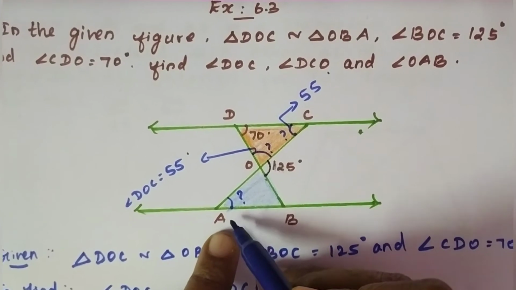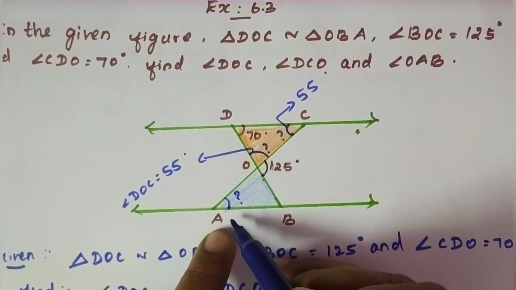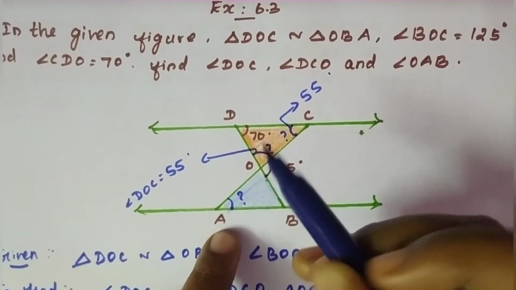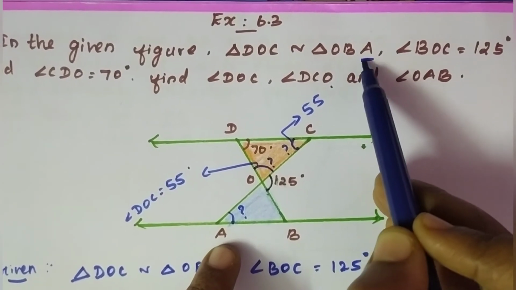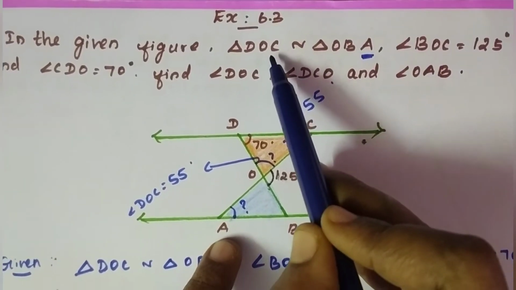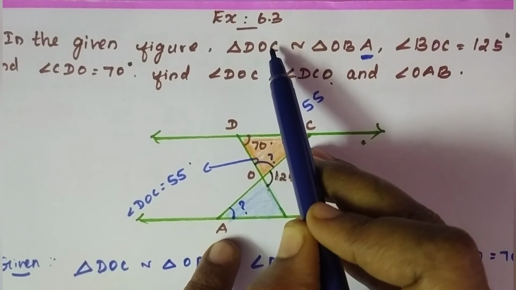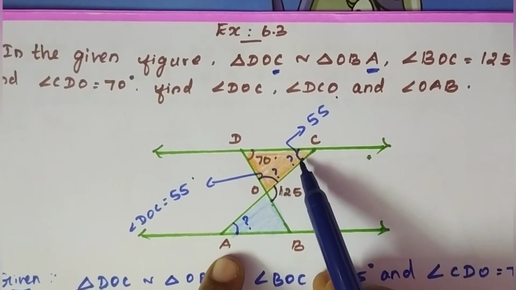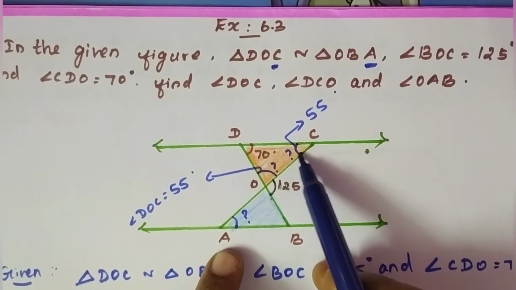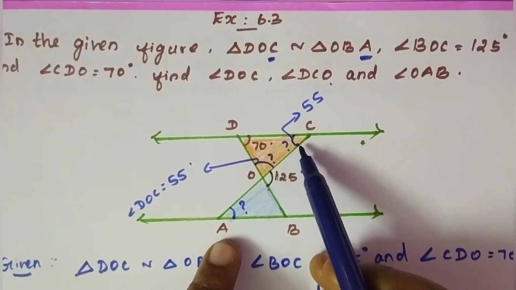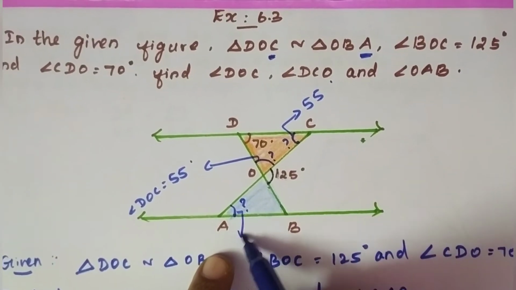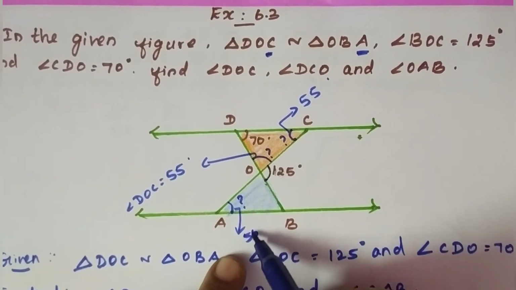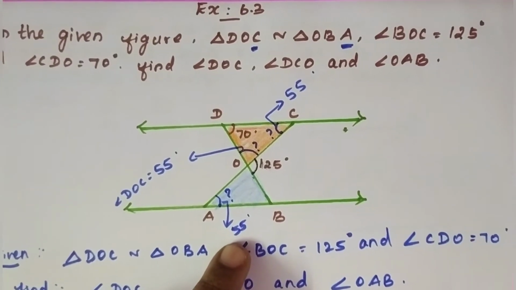We have to find the angle A. So see what the corresponding angle is. The corresponding angle for A is C. Here the angle C is 55 degree. So obviously, since the triangles are similar, this angle A is also 55 degree.